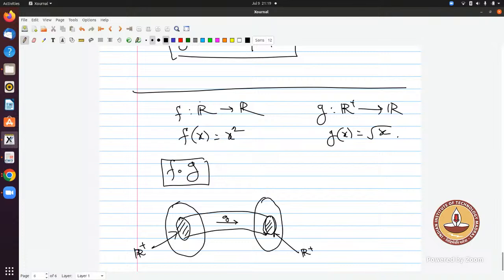Now, see, f is defined on the whole R, so the domain of f is R. But here, I can only apply f on this R plus because I am doing composition. I can only apply it on the range of g. That is what I was talking about when I gave the definition of composite functions. f is defined on the whole R, but I can apply it on R plus only because I have to apply it on the range of g. The range of g is R plus, so here I am applying f.